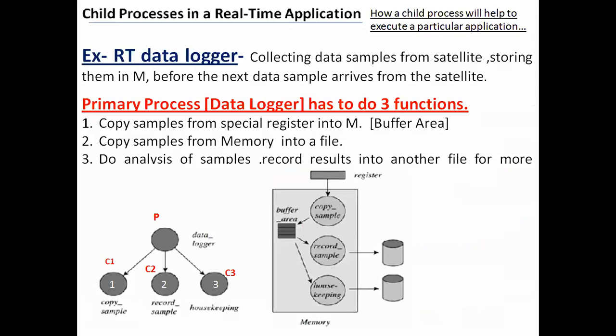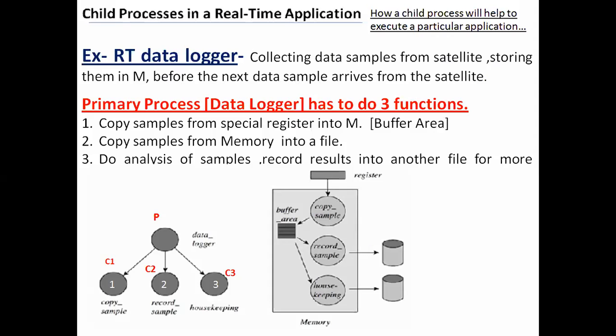Here we are showing how a child process will help to execute a particular application. The example taken is the real-time data logger, like what we saw in the earlier slide. This data logger will collect the data samples obtained from the satellite and store them in memory before the next data sample arrives from the satellite.